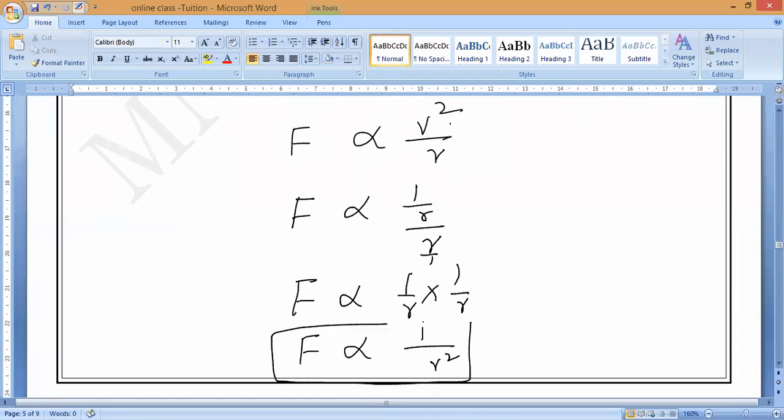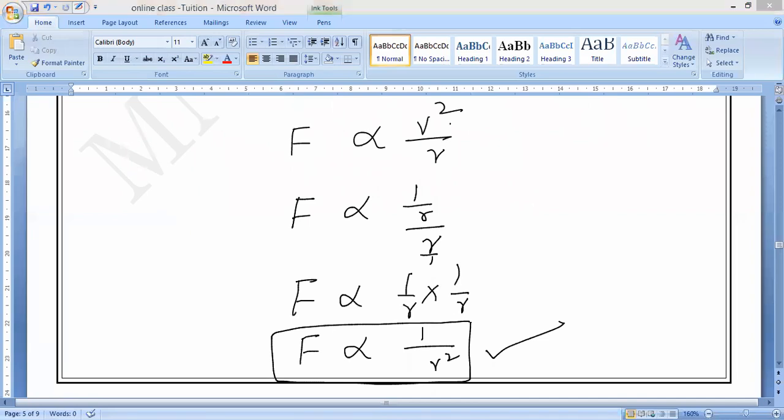What is this called? Inverse square rule. This is what Newton guessed. He guessed only. The gravitational force between the sun and a planet is inversely proportional to the square of the distance between them. This conclusion was helped by Kepler's third law of planetary motion, and it helped Newton to formulate the universal law of gravitation.